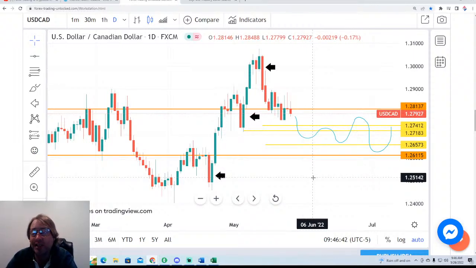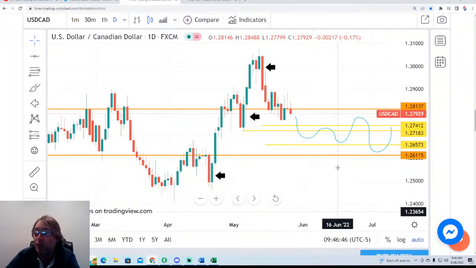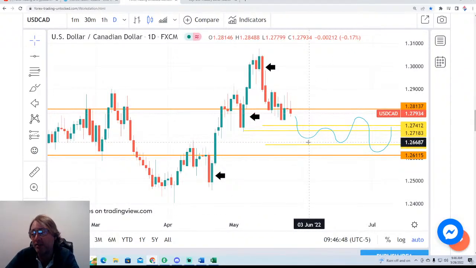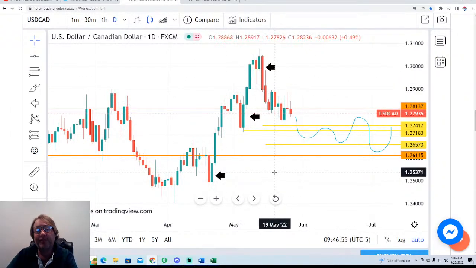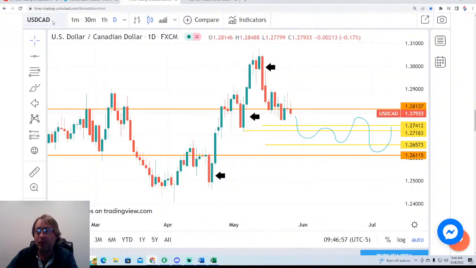But right now, as far as Canada, it's a choppy mess. And until we swing either down to a point and get a buy signal, or rally back up into an area and get a sell signal, this is all I got for you, folks. So I just don't have anything more for Canada.